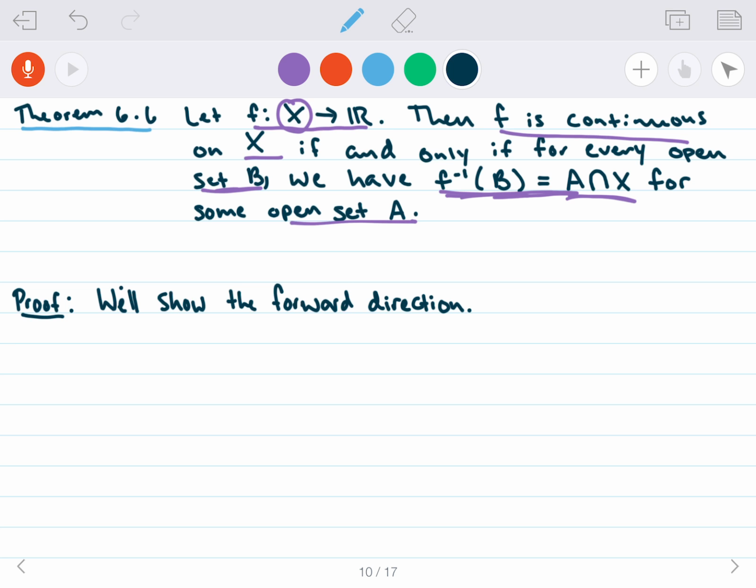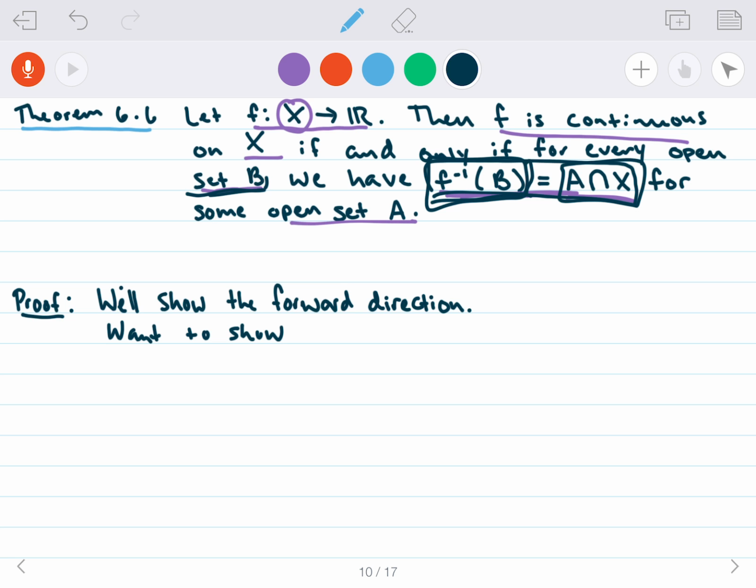And so we're going to assume that f is continuous on X, and we're going to start with an arbitrary open set B and show that this equality is true where A is open. Okay, so we'll show, remember these are sets. This pre-image is a set, this is a set, and when we want to show that two sets are equal to each other, we want to show both containments, right?